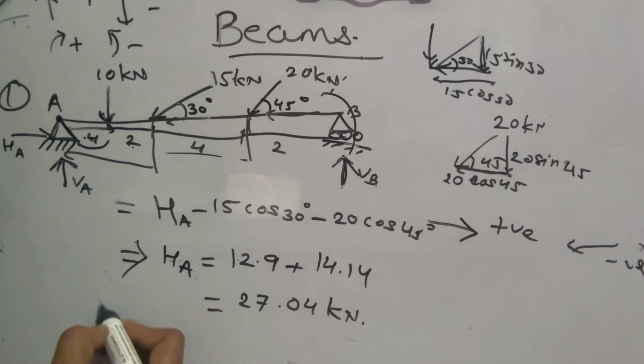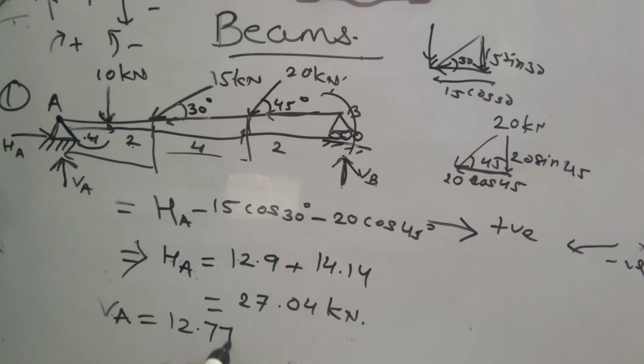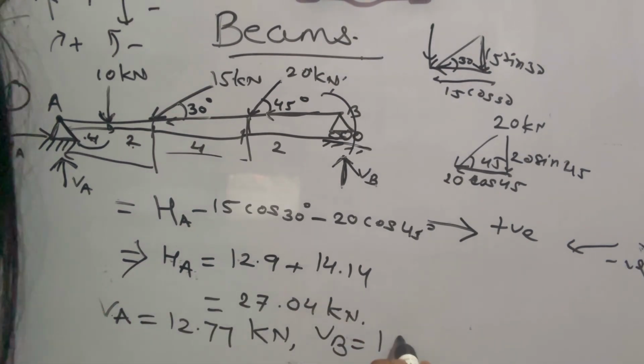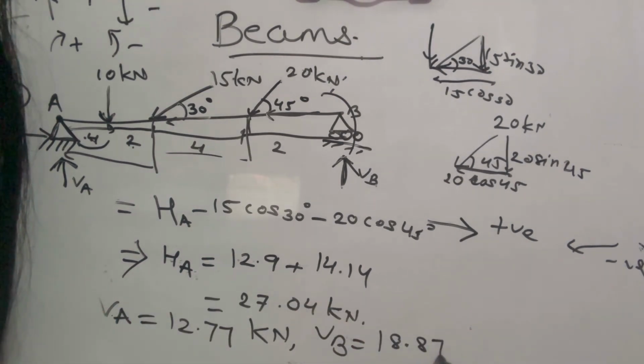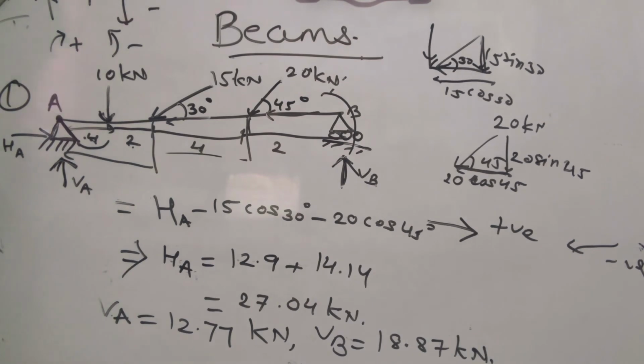So this is your final answer. HA you got, VA was 12.77 kilonewton, and VB you got is 15.87 kilonewton. So these are your final answers. Hope you understood this problem.